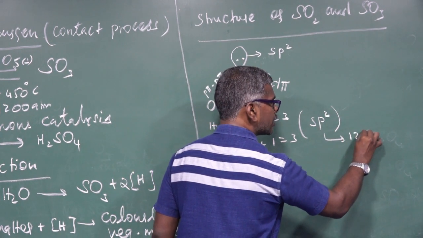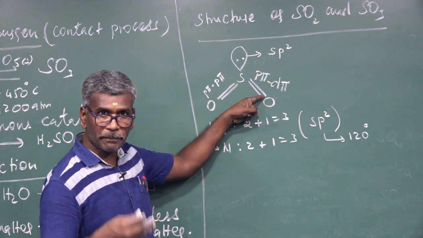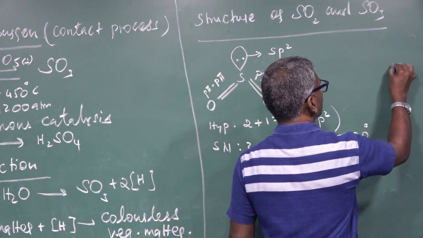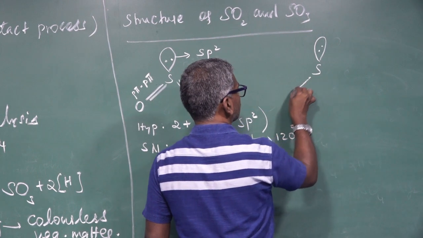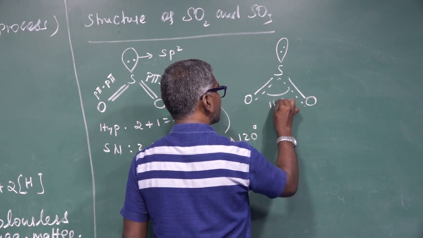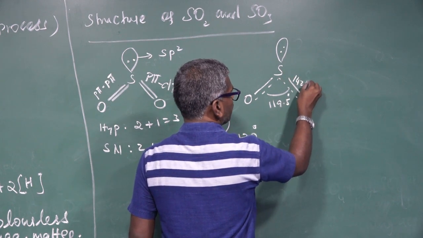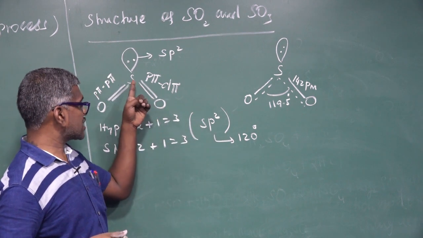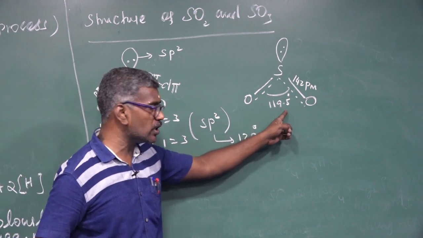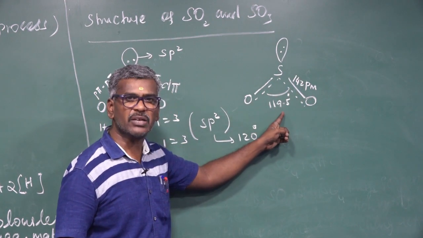sp2 means the bond angle is what? 120 degrees. But this one is not 120 degrees because of lone pair-bond pair repulsion. It is somewhat decreased. For example, in sulfur dioxide, with this lone pair, the bond angle is 119.5 degrees and the bond length is 142 picometers. Generally, sulfur exhibits sp2 hybridization, which means 120 degrees, but this one is not 120 degrees due to lone pair-bond pair repulsion. Bond length and bond angle will decrease.